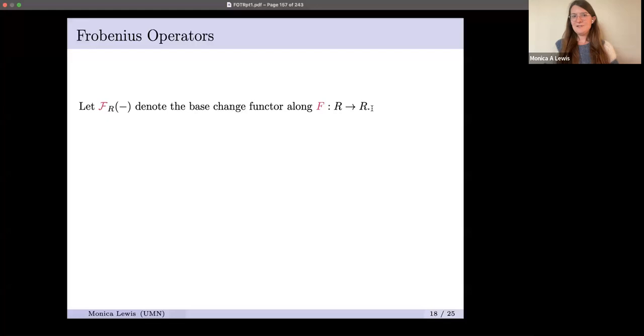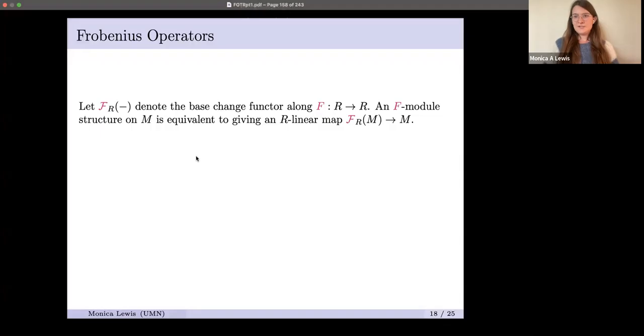So to define unitness, let's let calligraphic F denote the base change functor along the Frobenius endomorphism. So it turns out, and you would kind of have to just sit down for a bit and play with what it means to base change along Frobenius to really see why this is true, so I'm just going to assert this, that an F-module structure on M is equivalent to giving an R-linear map from the base change of M to M.